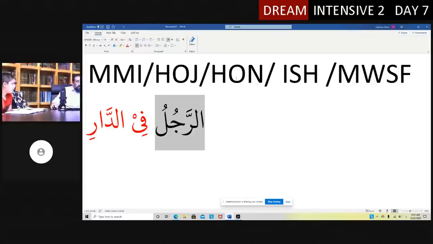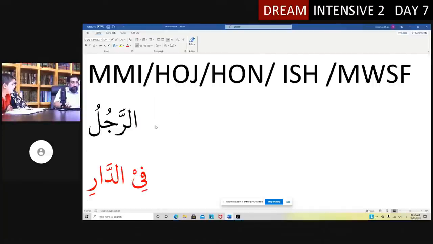Could it be a victim of a harf of nasab? No. Could it be an ismul ishara? No. Could it be a mawsuf? To be a mawsuf, you have to have something that matches four properties. Is there something that matches four properties? No. So it's hanging out by itself, and it's not connected to fiddar. So whatever ar-rajul means is whatever fiddar means. The man is in the house.